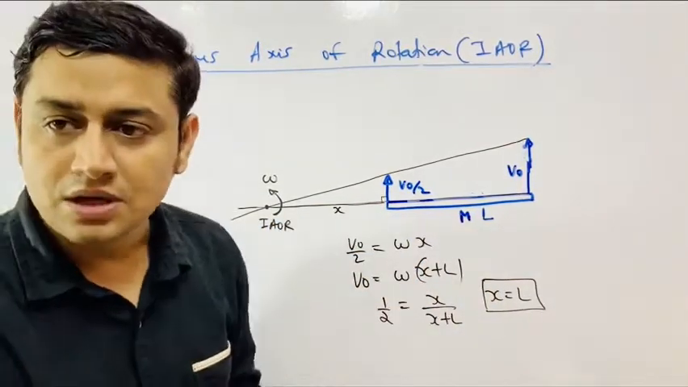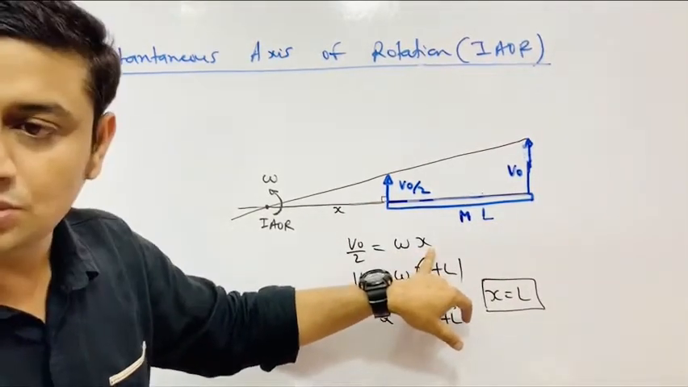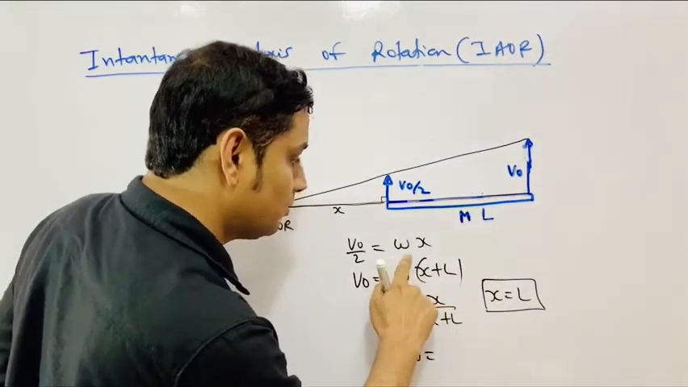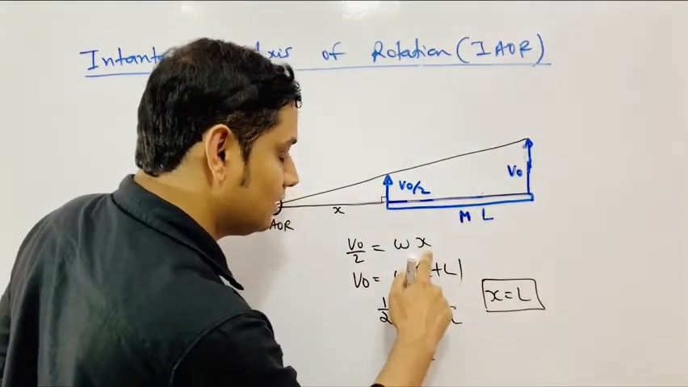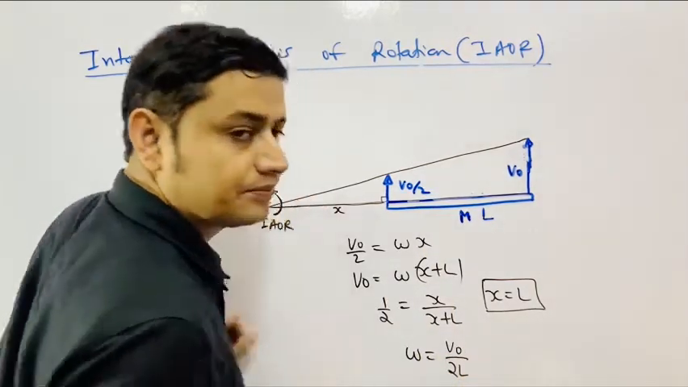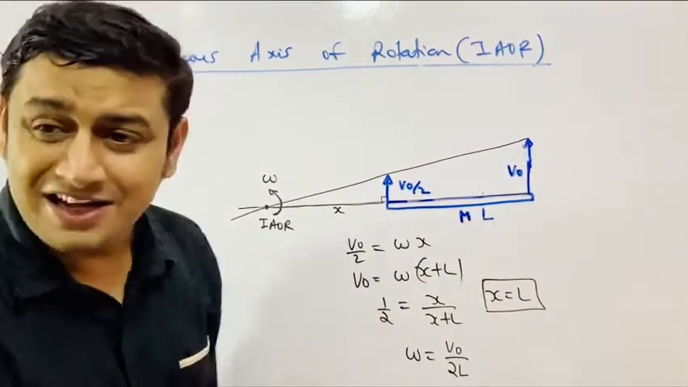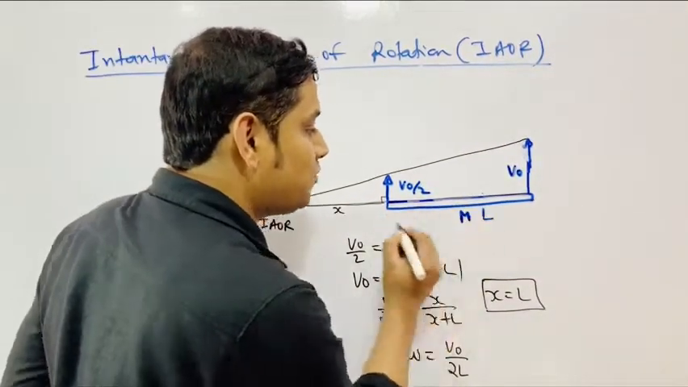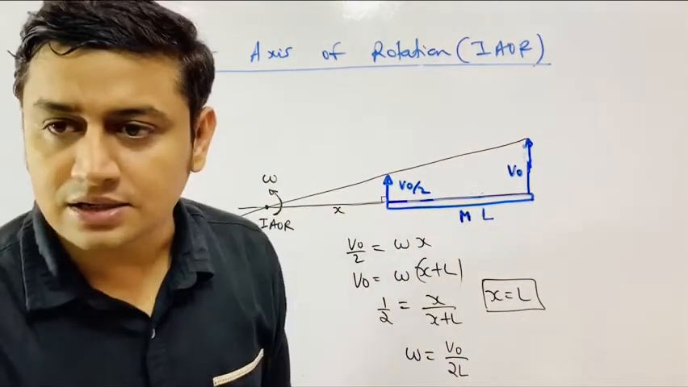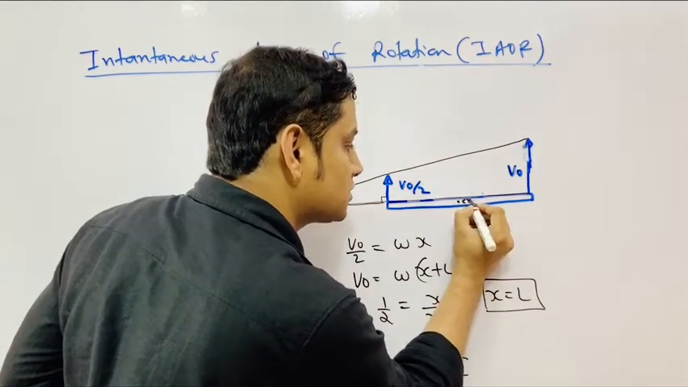First thing. Once you get L, you get omega also. Put x equal to L here. What would be your omega? Omega would be V naught by 2L. So you got omega is V naught by 2L. Now any point on this rod whose speed you want to calculate, you can directly get. How? If you want to get the speed of center of mass, how to get it?